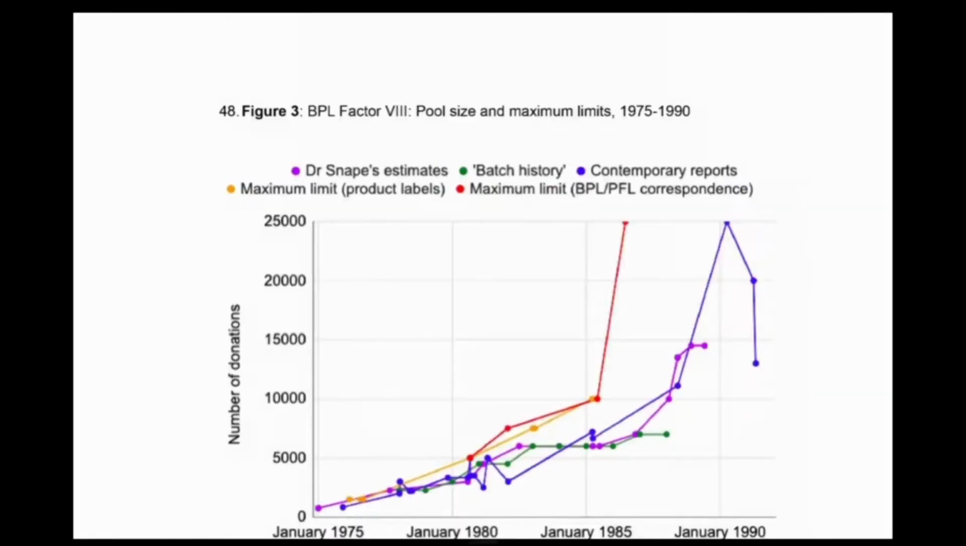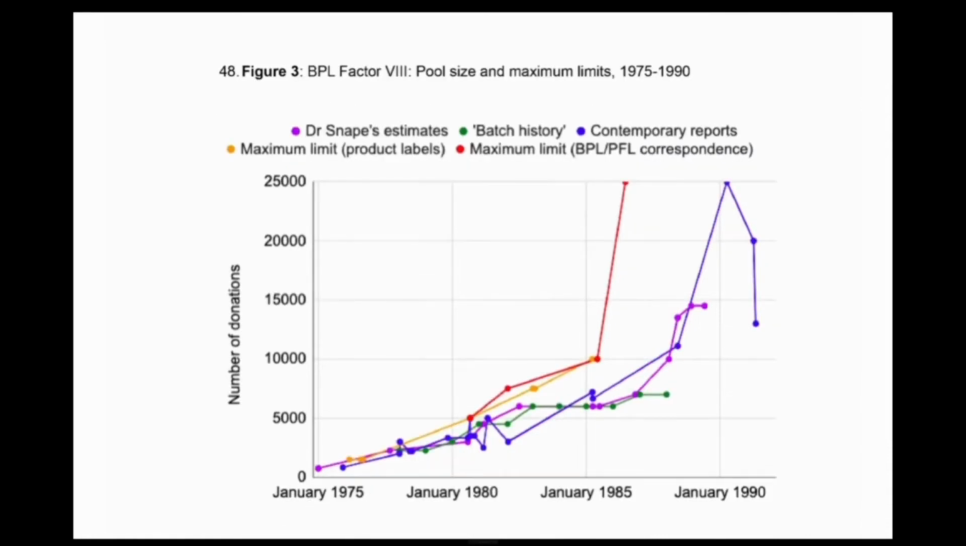If we could go over, please, to page 19. The same three lines are shown on this graph. And this is just to compare them to the data that we have about maximum limits of pool sizes from the product labels and from the correspondence. The product labels are shown by the yellow line, and the correspondence is shown by the red line.